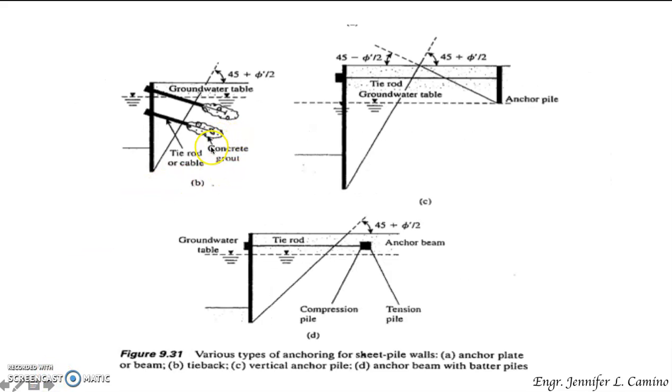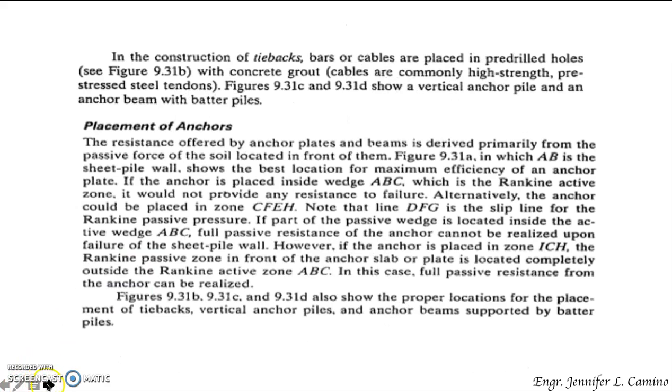So we have here a concrete grout. This is attached to the sheet pile using a tie rod or cable. Same thing with this, you have an anchor pile which is attached using a tie rod. And for this one, you have an anchor beam. It is also attached using a tie rod attached to the sheet pile. So those are various types of anchoring for sheet pile walls.